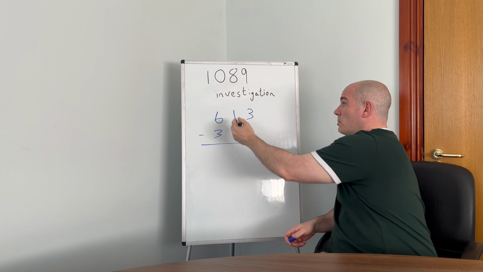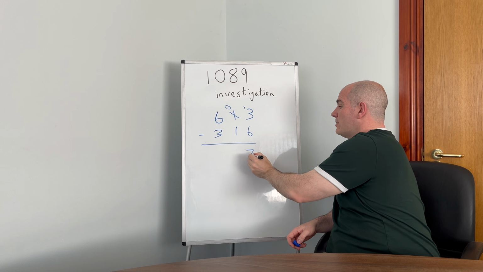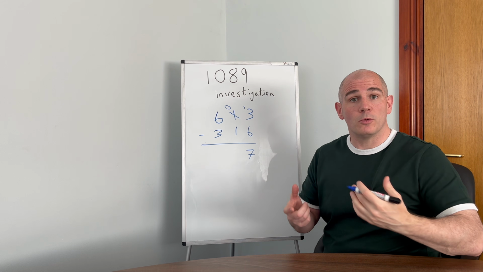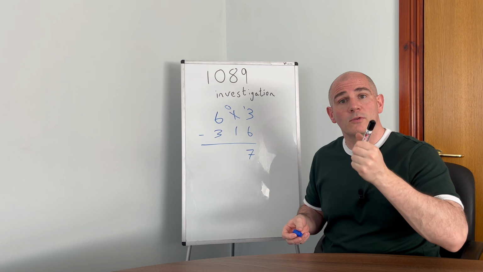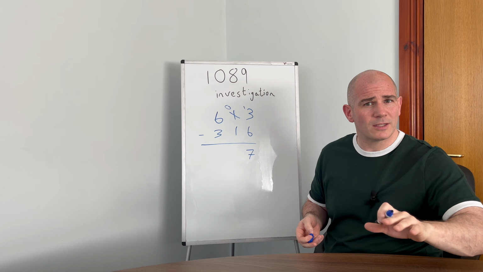So 3 take away 6, well, we're going to borrow. So it's going to be a 0 and a 13. 13 take away 6 is 7. 0 take away 1, we're going to need to borrow again. So with the subtraction, there's going to be 2 borrowings. So that's going to be quite useful in terms of considering suitable groups. If they're not comfortable with subtraction with borrowings, perhaps they're not ready for this activity.